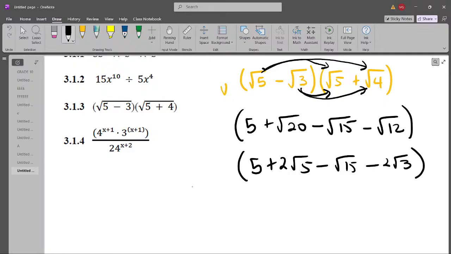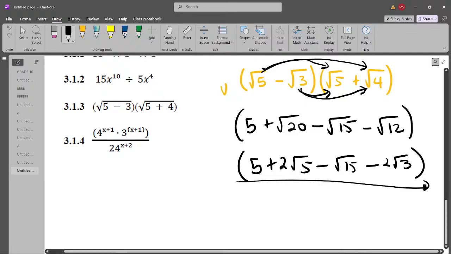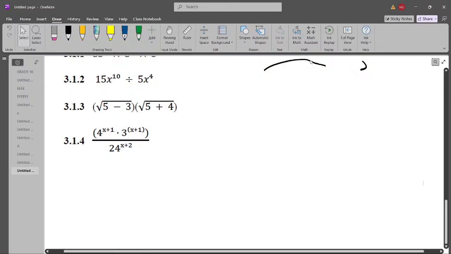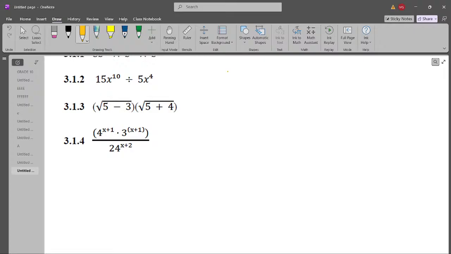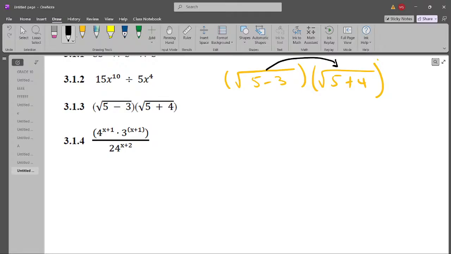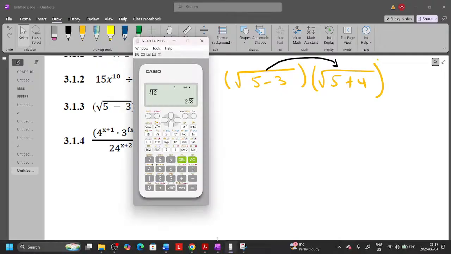Now, when you look at this, there are no like terms. It means this over here is your final answer, because there are no like terms. However, what if the question was given like this: root 5 minus 3 multiplied by root 5 plus 4? What if the question is supposed to be like that? This square root, when it multiplies with the square root, what do you think will happen? You can also do it on a calculator just to check your answer.